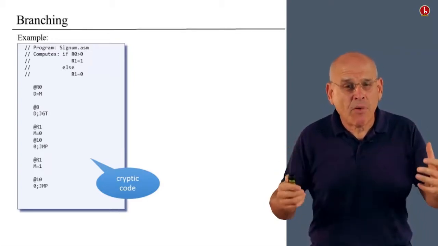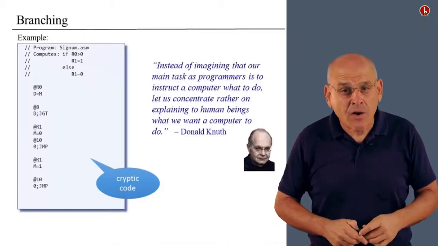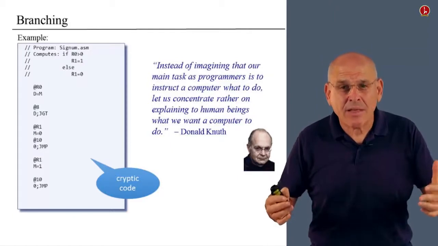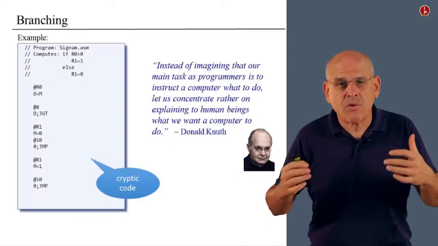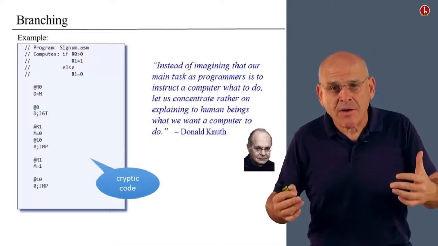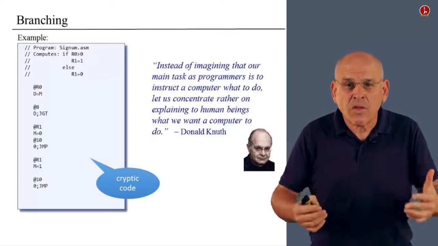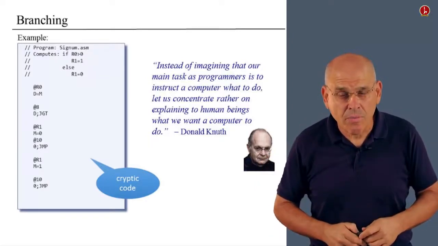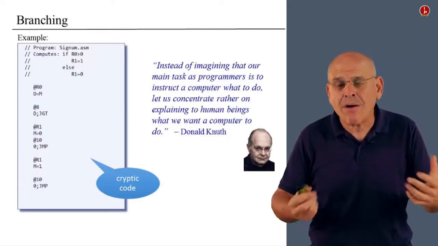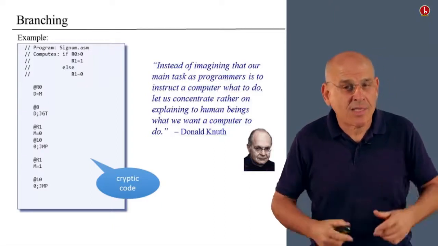Now, this is a perfect point to invoke a quote by Donald Knuth, who said that instead of imagining that our main task as programmers is to instruct a computer what to do, let us concentrate rather on explaining to human beings, fellow programmers, what we intend the computer to do. This is super important because if our programs are not self-documenting, we won't be able to fix and extend them.